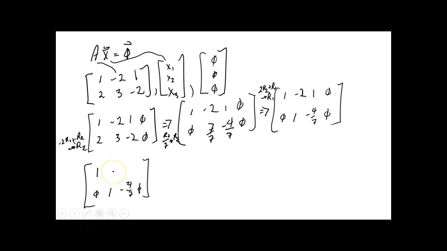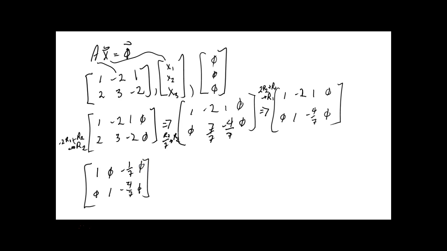Do the same operation. Okay. 2 times 1, 2 plus negative 2, that's a 0. Now the fun one. What does this give us? Negative 8/7, right? Plus 7/7 is negative 1/7. And then I can do the last one. 0. Okay. That's so easy.